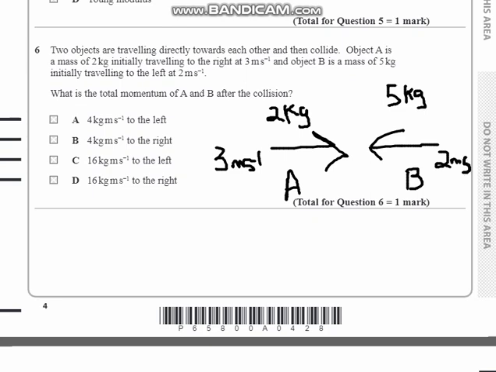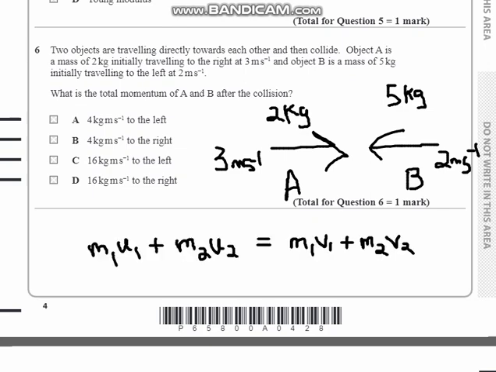Now what you can do is, if you remember the momentum topic, the formula for momentum. So this is the formula: m1 u1 plus m2 u2 equal to m1 v1 plus m2 v2, where v is final speed and u is the initial speed, where m is the mass. And what I'll do is I'll just plug the values. After plugging in the values, I get 6 plus 10.